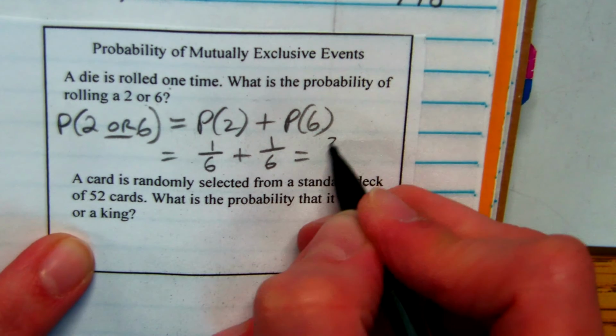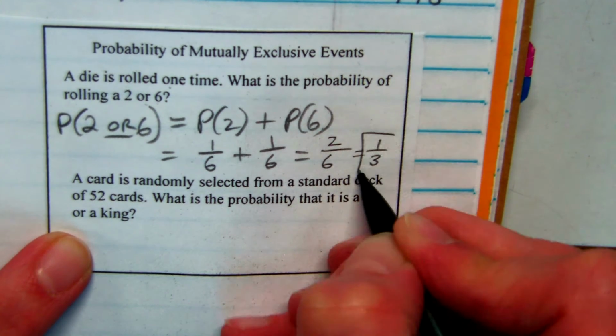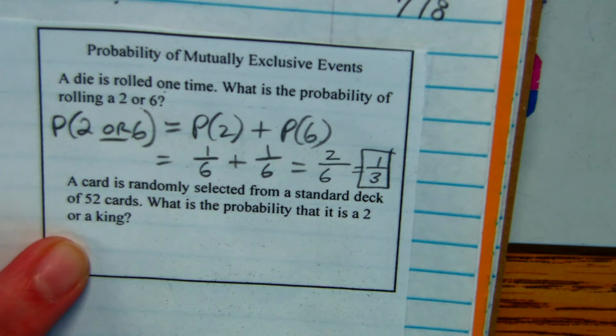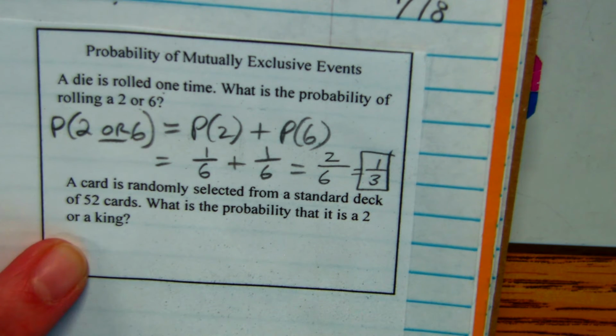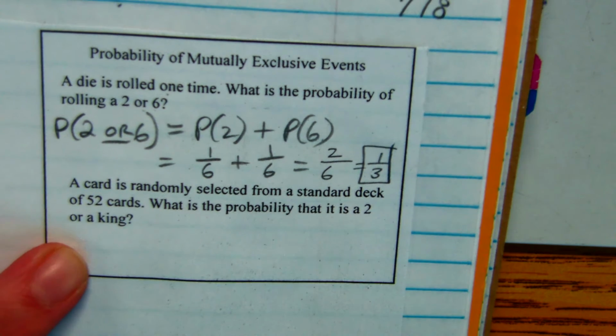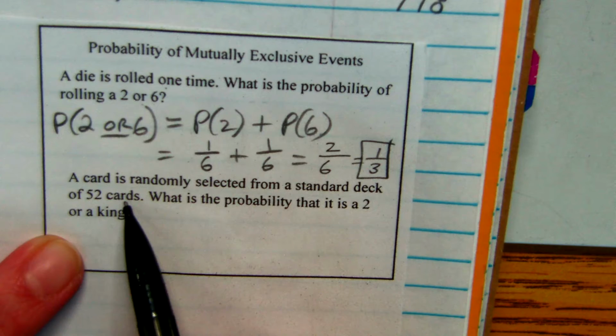And so we get 2 out of 6, which is 1/3. Okay? Basically the reason they're mutually exclusive is that what you rolled the first time does not affect what you roll the second time. They're separate rolls. Okay? Then it says a card is randomly selected from a standard deck of 52 cards.